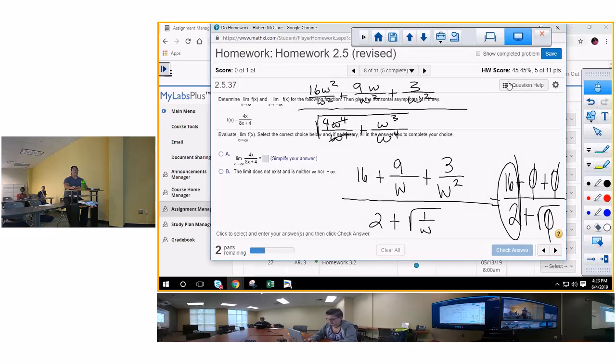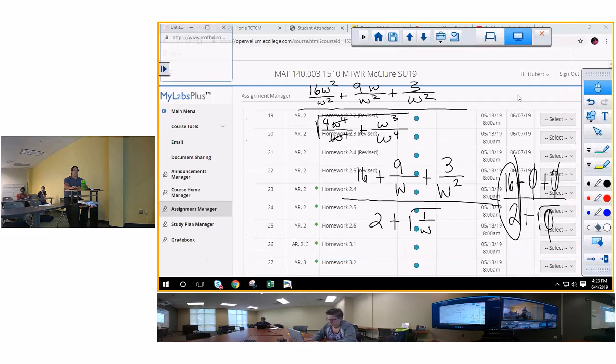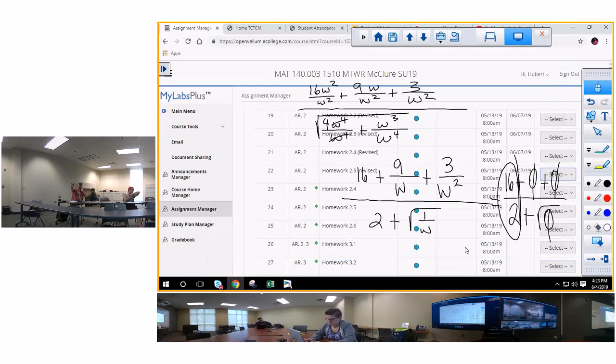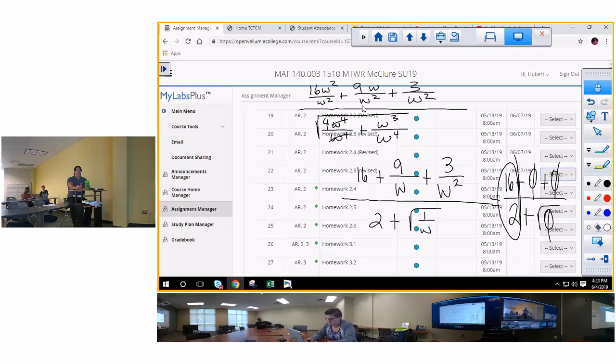Now, the reason I picked the wrong questions a while ago: I hit the wrong 2.5, or 2.4. I was supposed to hit 2.4 revised. So that's why those questions were crazy. I was on 2.5. I was just trying to figure out how you arrived at initially starting off with dividing by the square. Well, you've got it in the original problem.